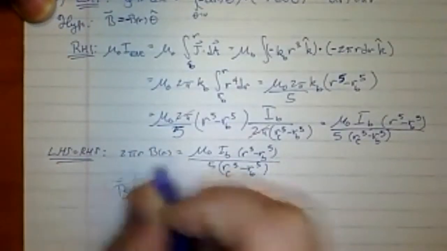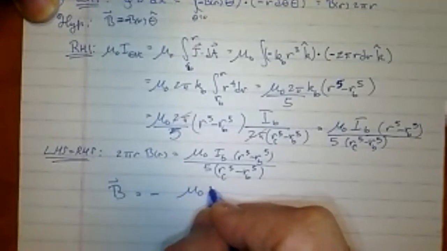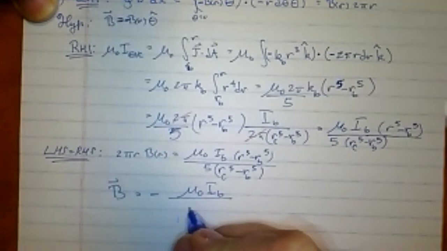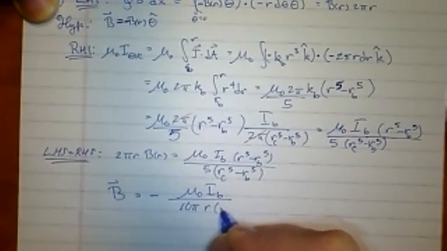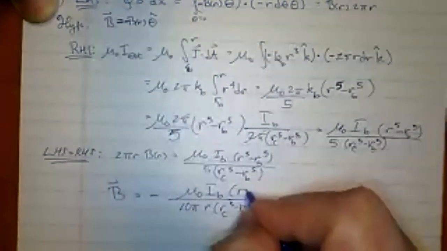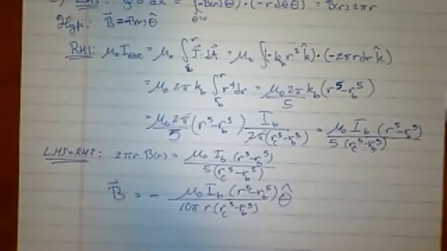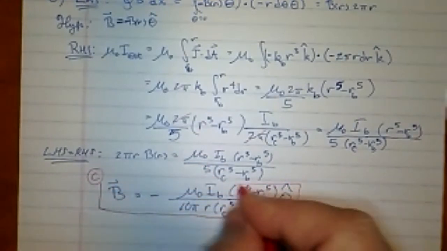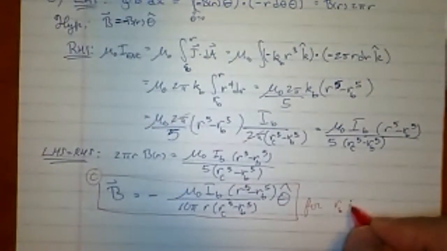So I can now say that B, remember we hypothesized that it'd be negative B of R theta hat. So I'm going to put that negative in there and just call it mu 0 I B over, I should probably write, let's say 10 pi R times RC to the 5th minus RB to the 5th times R to the 5th minus RB to the 5th theta hat. And this is for R in between RB and RC.